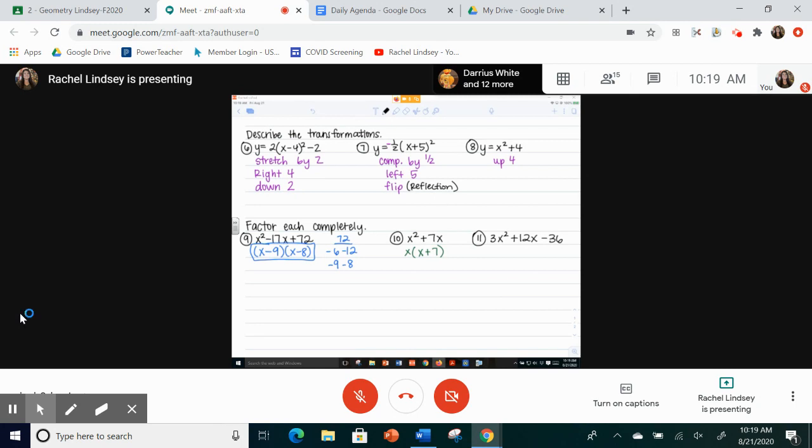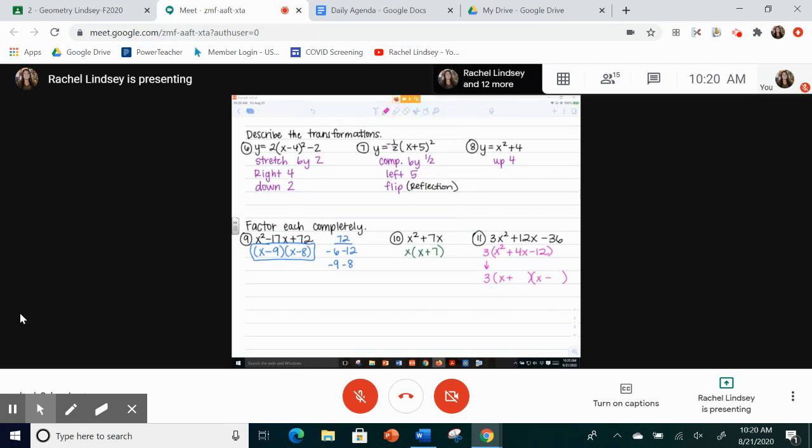Okay, now on this one, my leading coefficient's not 1. I want it to be 1. So what can I factor out to make it be 1? Divide everything by 3 and factor out a 3. So I'll have x squared plus 4x, and then I still need to factor it. What multiplies to give you negative 12 and adds to give you 4?